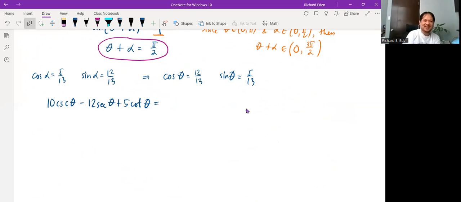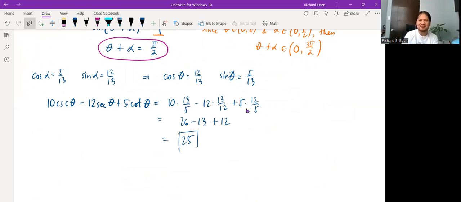All right. So this is 10 times, sine theta is 5 over 13, so cosecant is 13 over 5. Cosine is 12 over 13, so secant is 13 over 12, plus 5 times cotangent, which is cosine over sine, 12 over 5. So simplifying, 26 minus 13 plus 12. Hindi ko na kaya i-compute. 25? There you go. It's a nice final value.